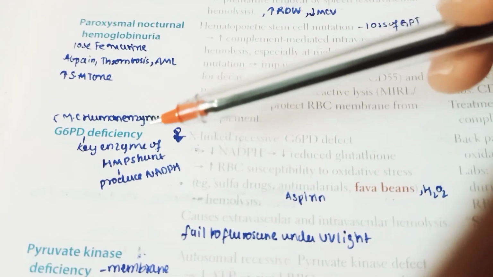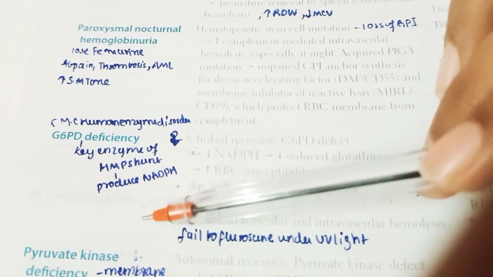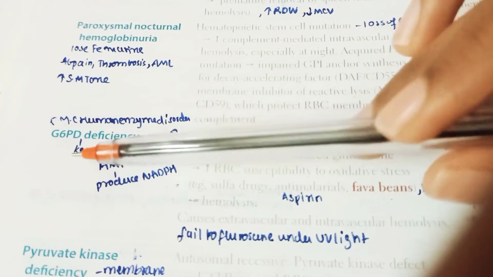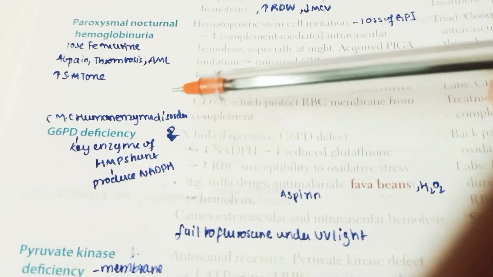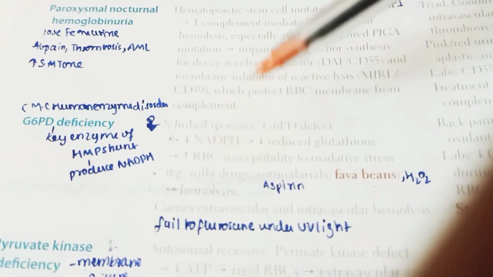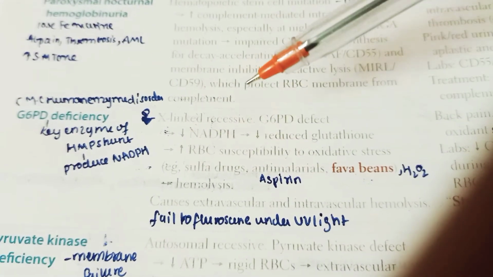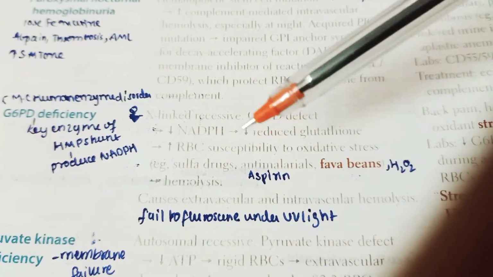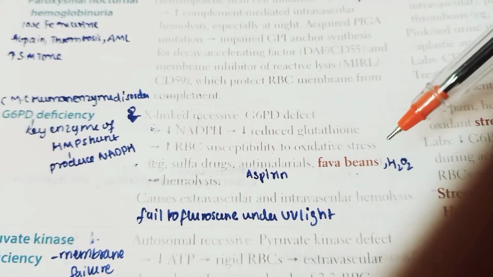Now coming to G6PD deficiency. It is a key enzyme for the HMP shunt, which produces NADPH. It is the most common human enzyme disorder. Actually, it is X-linked recessive, most common in males. So the G6PD defect decreases NADPH, so decreases glutathione. So RBCs become more susceptible to oxidative stress.